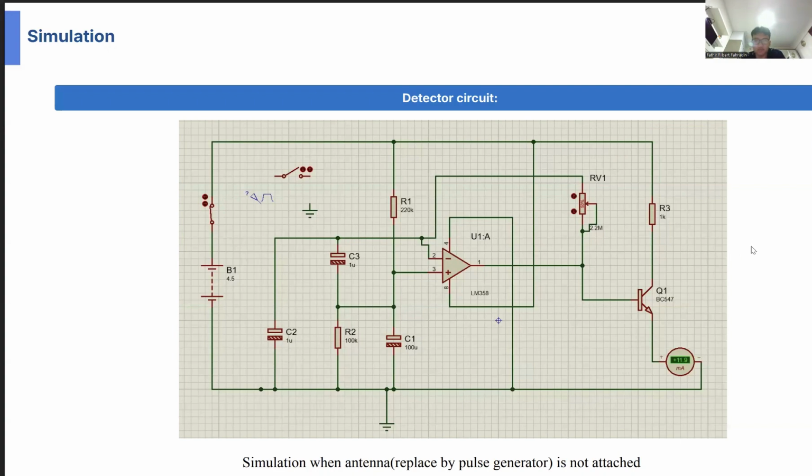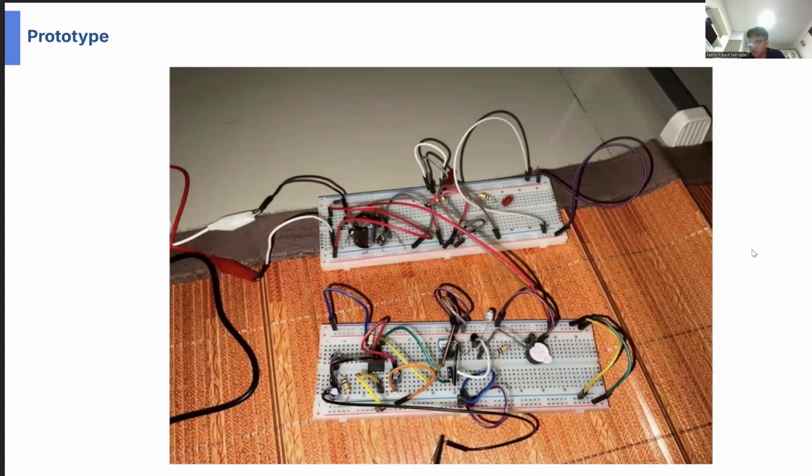Next. So this is the prototype that we already created. We successfully did some tests on this prototype, and it worked perfectly. And also the demonstration of our prototype video will be shown after this presentation. Next.